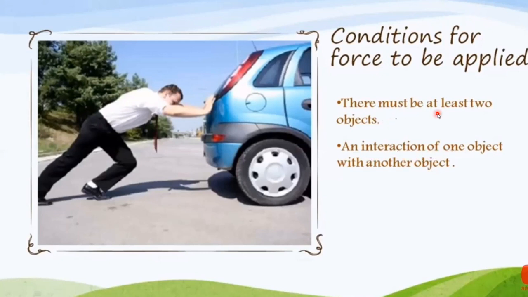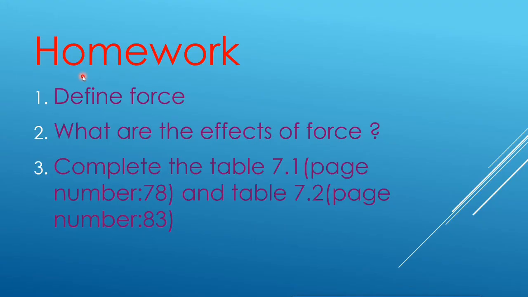First condition is there must be two objects, and what is the second condition? There must be an interaction. So here in this case the interaction is pushing the car with his hand. If he just stands beside the car, then there will be no application of force. He is providing the external force just to push the car. Understood? So, yes. Now, it is time to take down the homework.